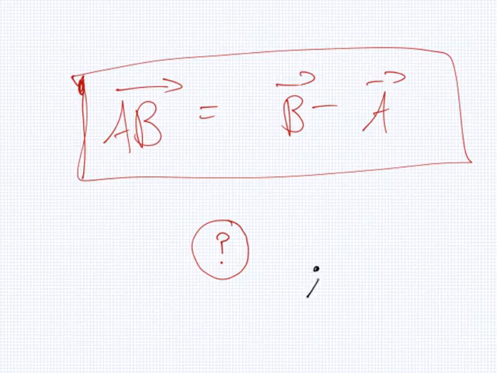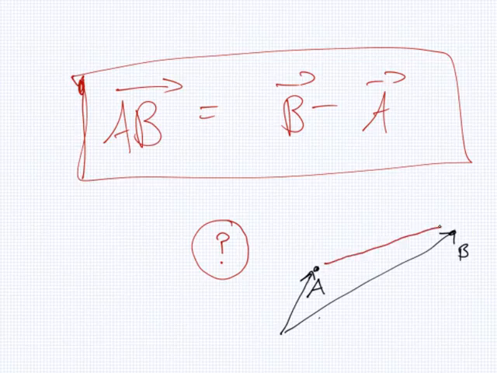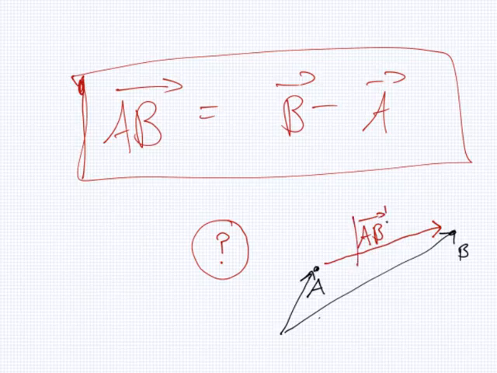Here is A, that's vector A, okay? Here is B, that's vector B. If I want vector AB, I can use this formula. AB is B minus A. So this is vector AB. If I calculate the magnitude, then I've got the distance from A to B.